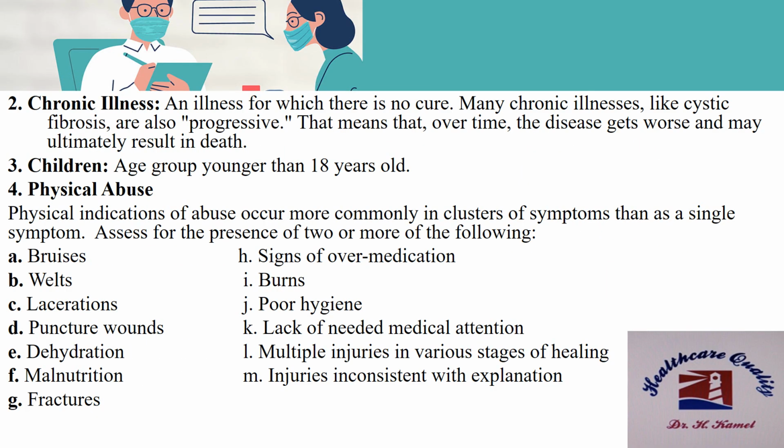Number two, chronic illness, an illness for which there is no cure. Many chronic illnesses like cystic fibrosis are also progressive. That means that over time, the disease gets worse and may ultimately result in death. Number three, children, age group younger than 18 years old.